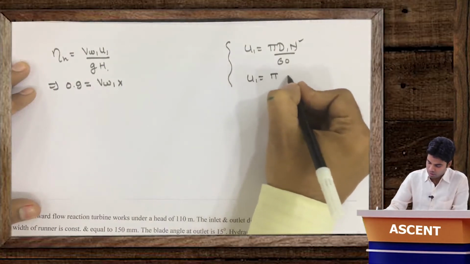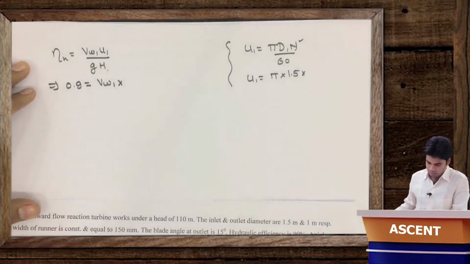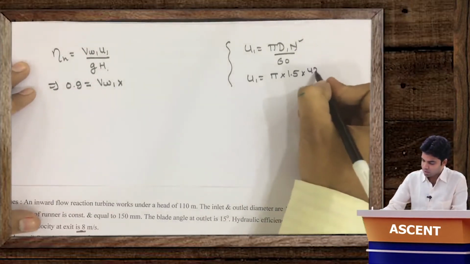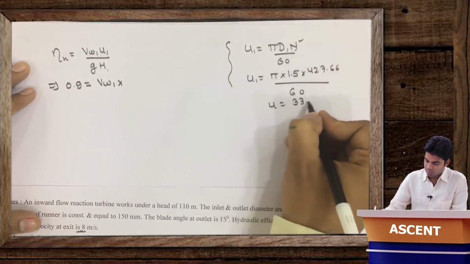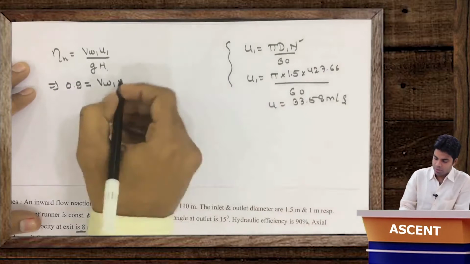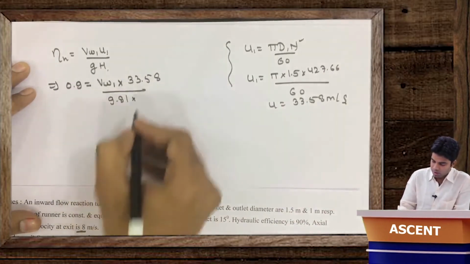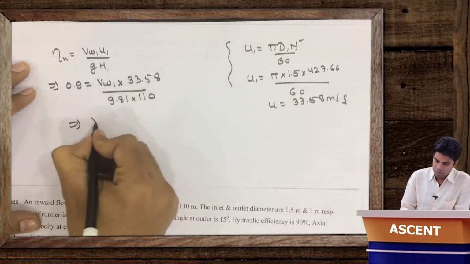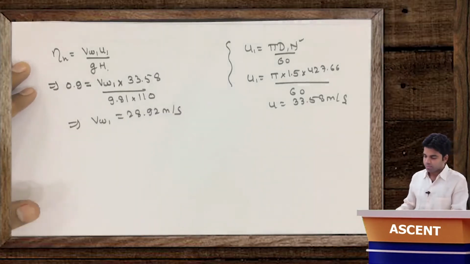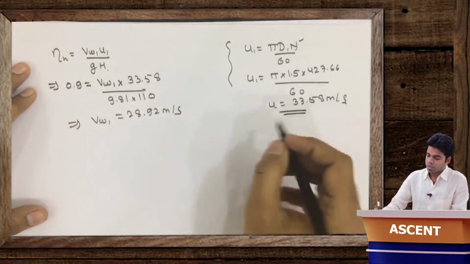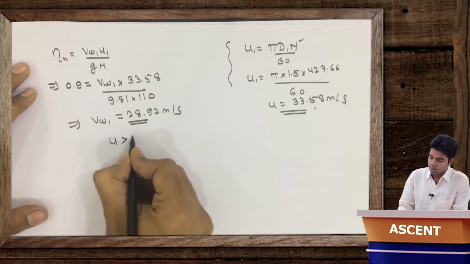u1 is equal to pi d1, which is given as 1.5 meter, into n, as we have determined 427.66, divided by 60. So from here u1 will be equal to 33.58 meter per second. Just put the value: 33.58 divided by 9.81 into head, which is 110 meter. So from here vw1 will be equal to 28.92 meter per second. Okay, so as you can see, u1 is 33.58, vw1 is 28.92. That means u1 is greater than vw1.